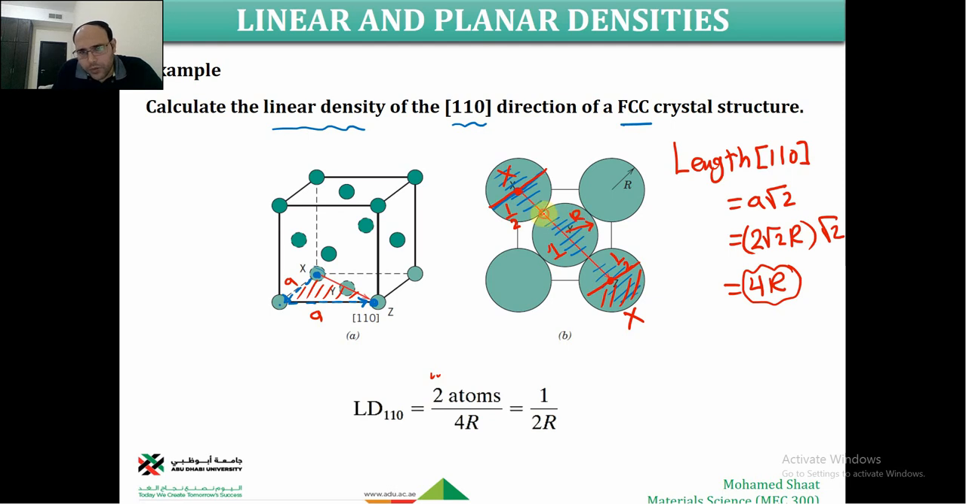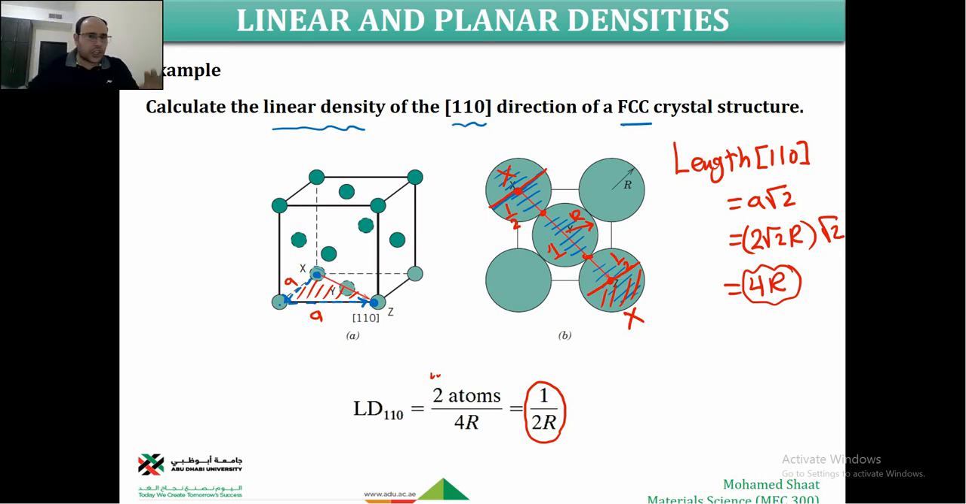So from this point to this point, we do have 2 R's, and 1 R, 1 R, so 4 R's. So the length of the vector, the length of the direction, is 4R. And we do have 2 atoms. So the linear density will be 2 over 4R, which is going to give you 1 over 2R. This is the linear density along the direction 110 in FCC crystal structure.